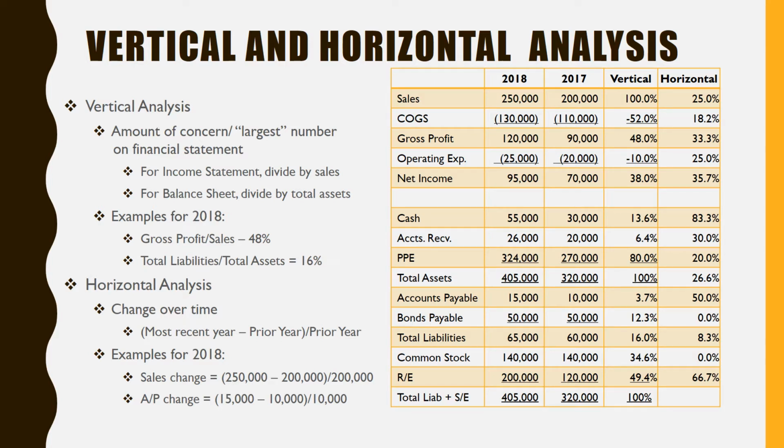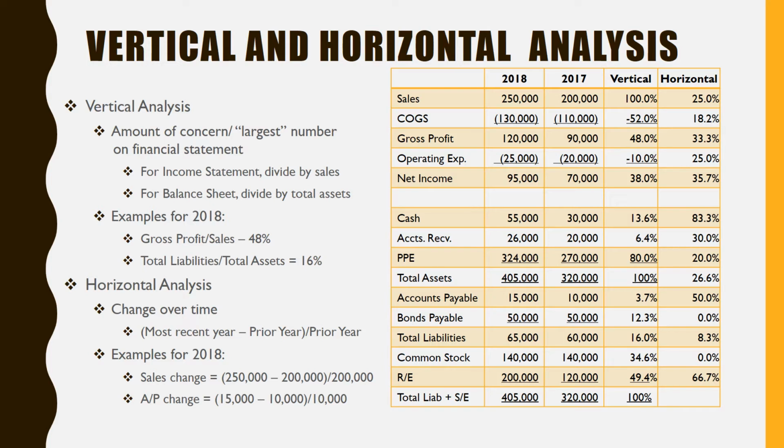So gross profit, for example, would be the gross profit of 120 divided by sales of 250. That's where the 48% comes from. On the balance sheet, if I cared about liabilities, I'd look at my total liabilities of 65, divide by total assets of 405, and that's where the 16% comes from. So you just go down the financial statements and change everything to a percentage.